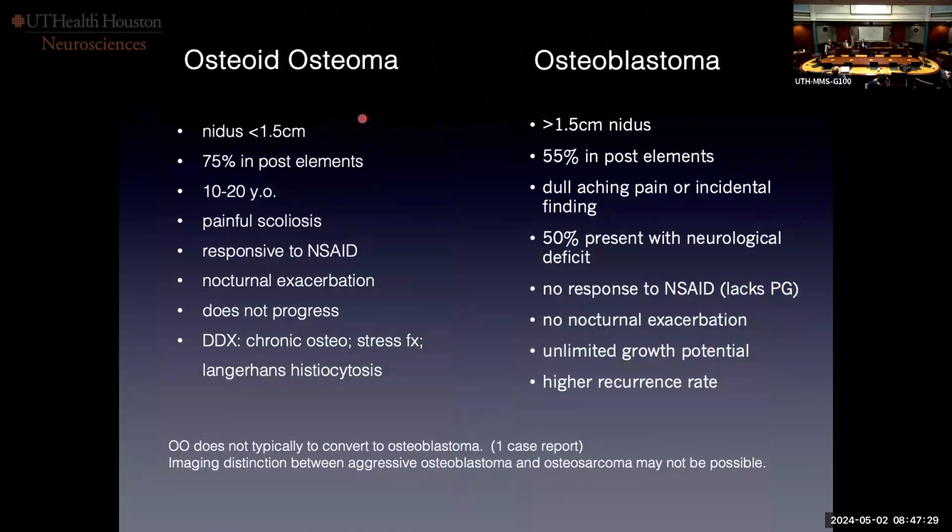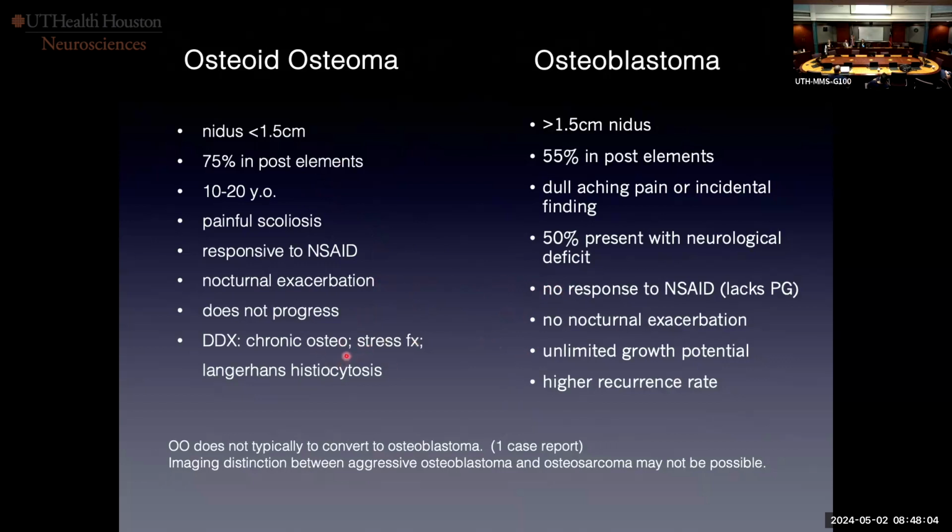Osteoblastoma, which some people consider pathologically the same, is greater than 1.5 centimeters. But if you look at the natural history, they're very different. 75% of osteoid osteomas are in the posterior elements, in 10 to 20 year olds, with painful scoliosis, responsive to nonsteroidals. No response to nonsteroidals with osteoblastoma because they do not have the prostaglandins. Nocturnal exacerbation versus no nocturnal exacerbation, does not progress, unlimited growth potential with the osteoblastoma.